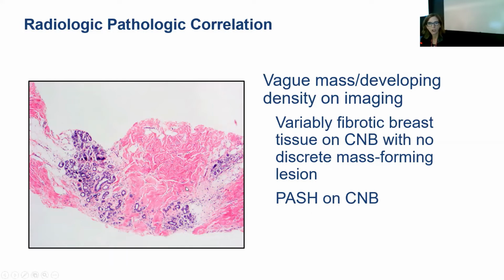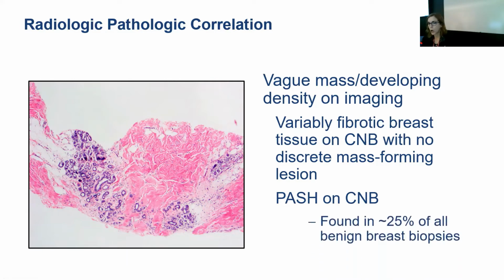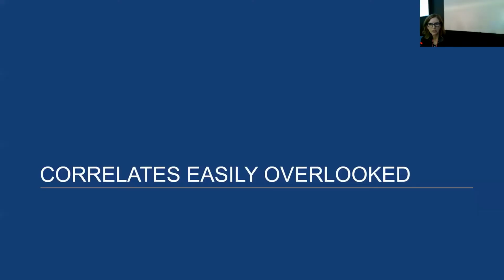Same goes for PASH on core biopsy. You can see some pseudoangiomatous stromal hyperplasia here. Could that be the imaging correlate? Certainly could. Again, I try to be careful about overemphasizing that because it's quite common. It's found in about 25% of all benign breast biopsies. But I think through experience, you can sort of get a feel for whether you believe it to be the imaging target. And again, those are the types of cases that we may discuss in our RAD-Path correlation conferences to see if it really might be a match.